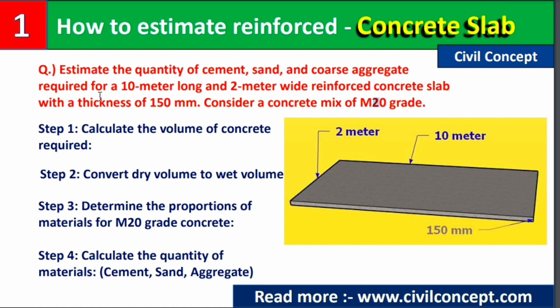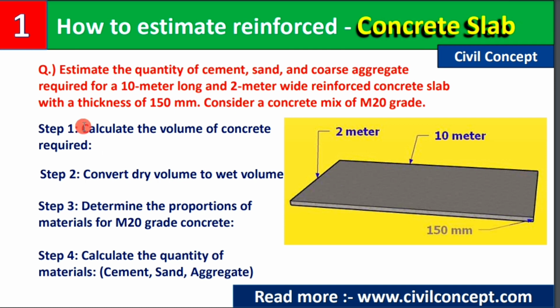Here you can see the question is estimate the quantity of cement, sand and coarse aggregate required for 10 meter long and 2 meter wide reinforced concrete slab with thickness of 150 mm. Considered concrete mix ratio is M20 grade. Okay guys, so here we will not calculate the quantity of rebar. Here we will calculate only the cement, sand and aggregate required to construct this slab.